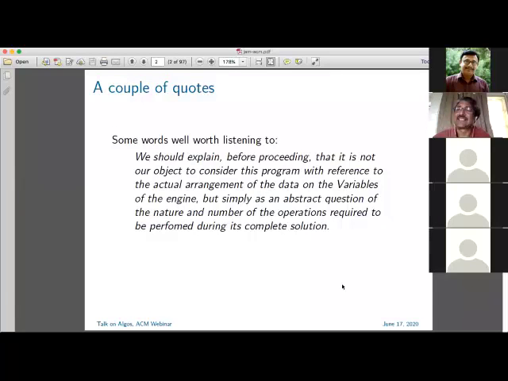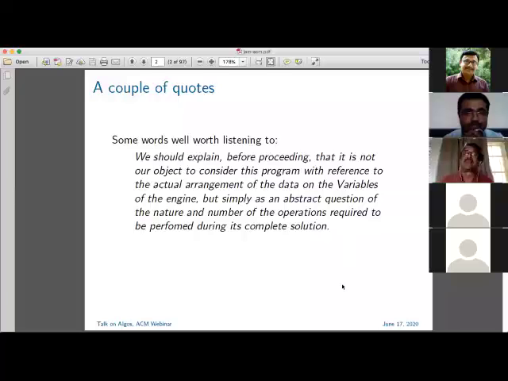Can anyone guess who it is by? Anybody wants to try? Who said this? Anybody who wants to answer, kindly unmute yourself and answer, or raise a hand. Yes? Yeah. Somebody said something?